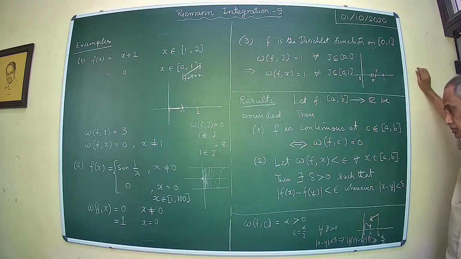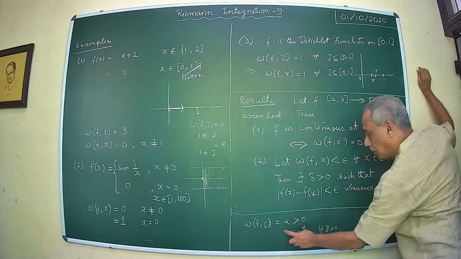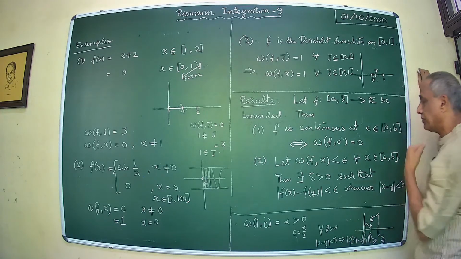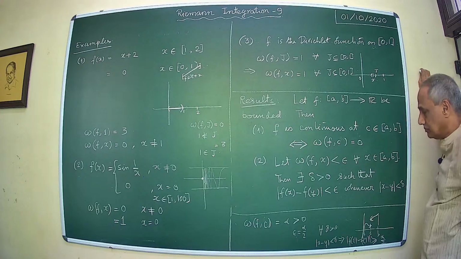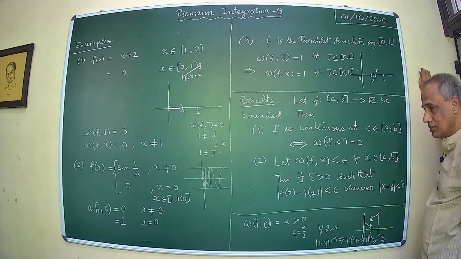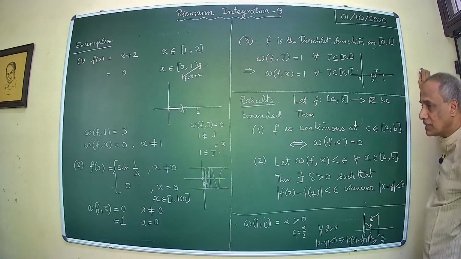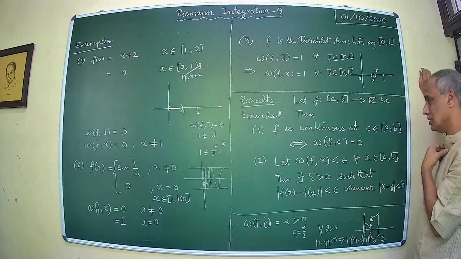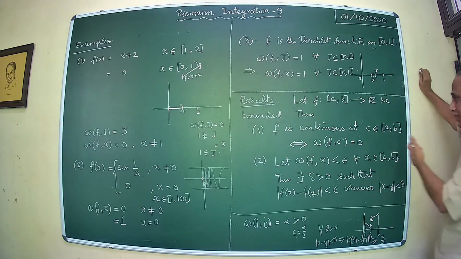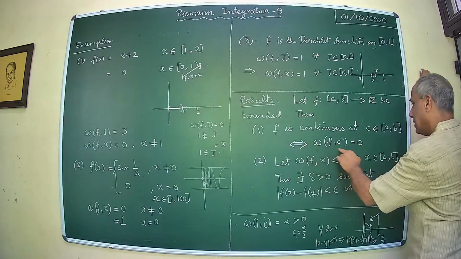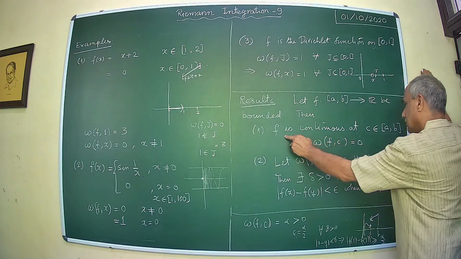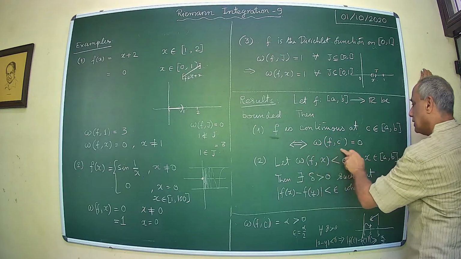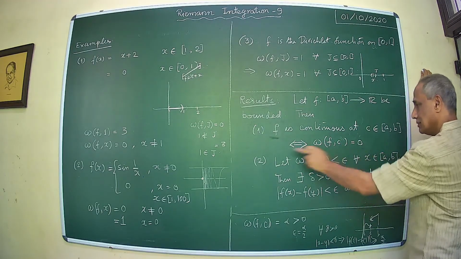Okay, so omega f at c not equal to 0 implies f is not continuous at c. Or in other words, if f is continuous at c, then omega f at c is equal to 0. That's one part of the analysis. The other part is that omega f at c equal to 0 implies f is continuous. Conversely, if f is continuous, prove that omega f at c is equal to 0. That is a direct analysis of this.